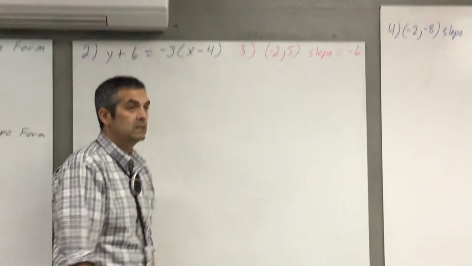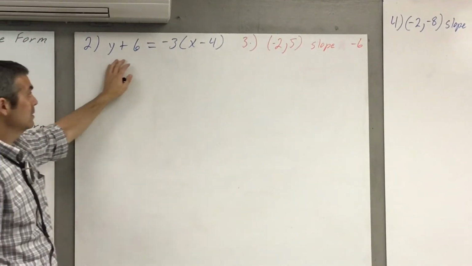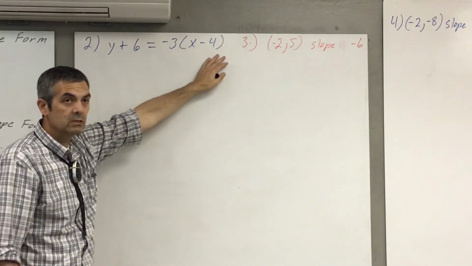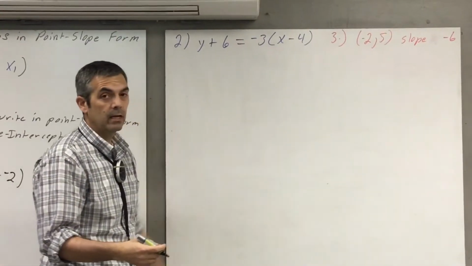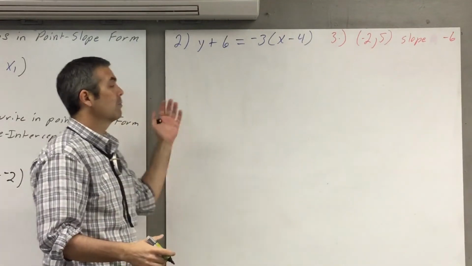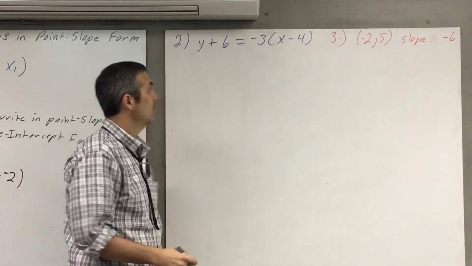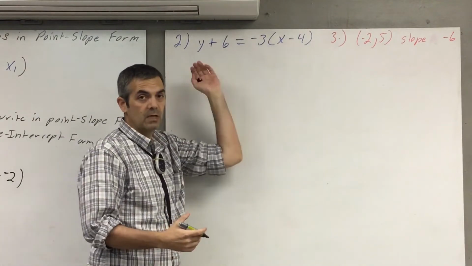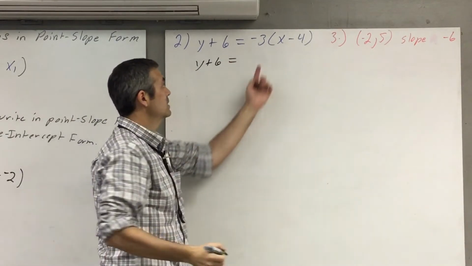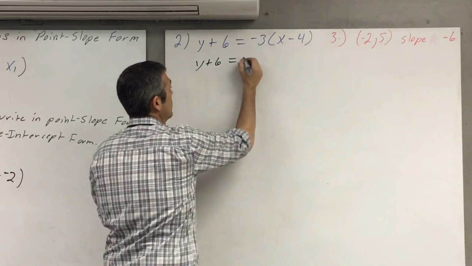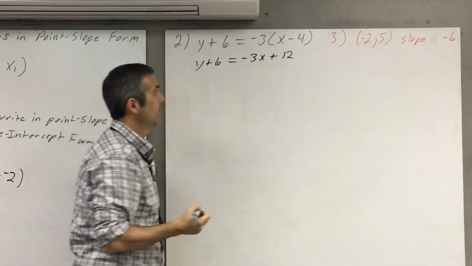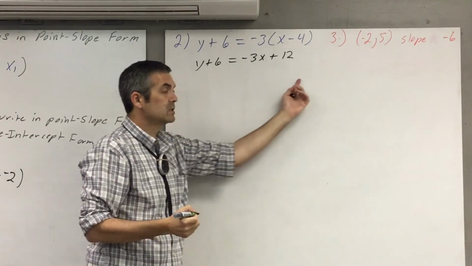Now, we're already set up here in point slope form. Say it correctly. Point slope form. When you see this, you should recognize this. You should look at it and go, oh, hey, that's in point slope. I know what I can do with that. So we want to write it in slope-intercept form. Well, simplify both sides before you do that. y plus 6 equals, distribute the negative 3 through, negative 3x plus 12. Now, move the 6 over.